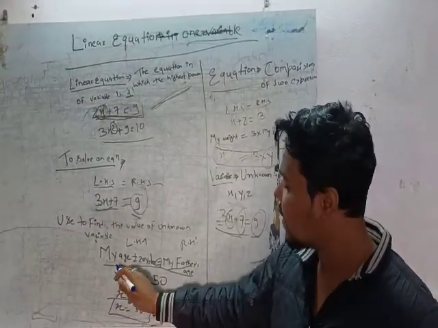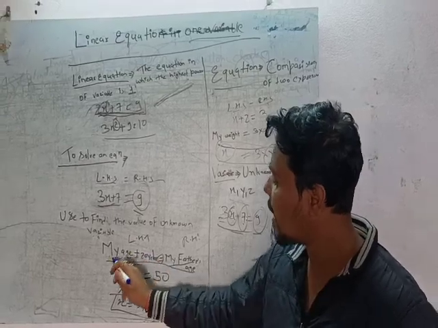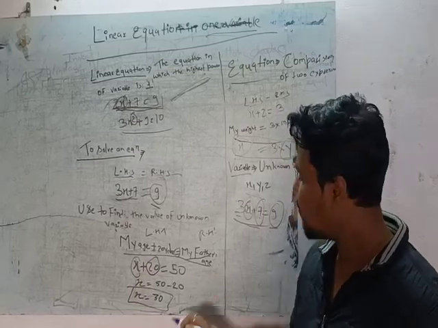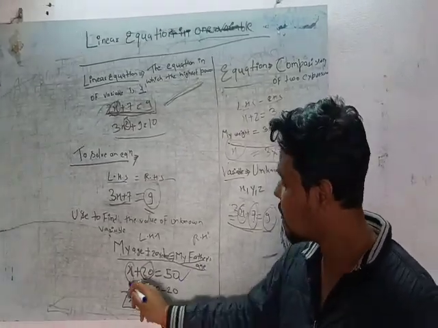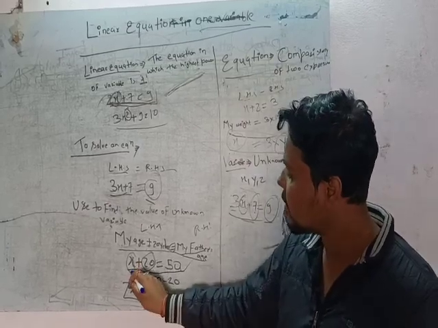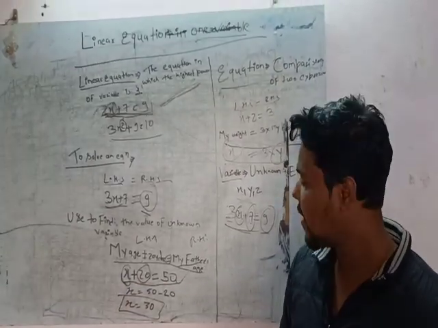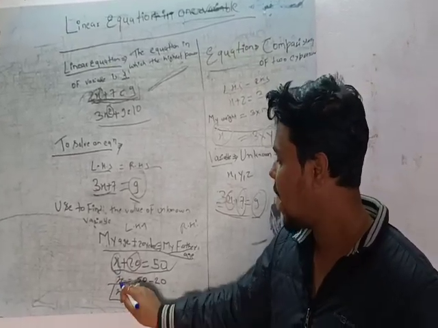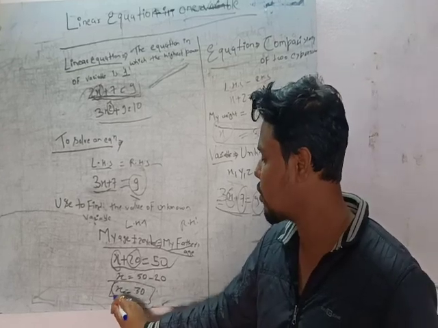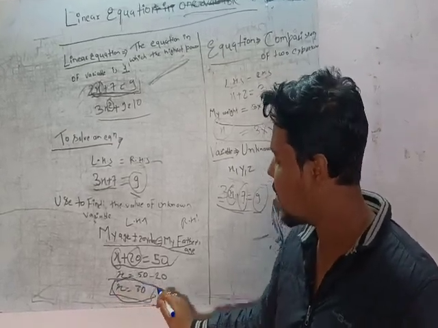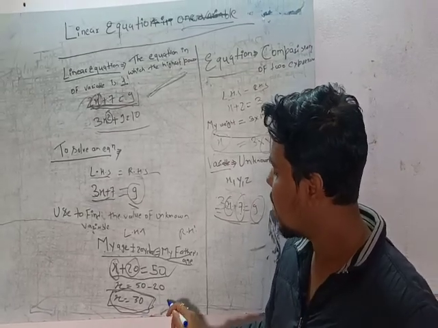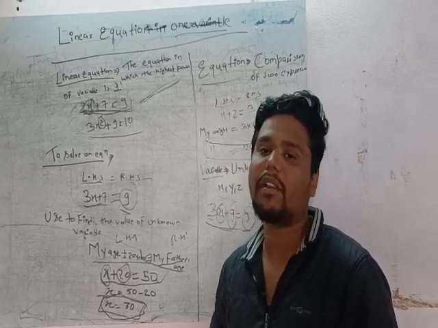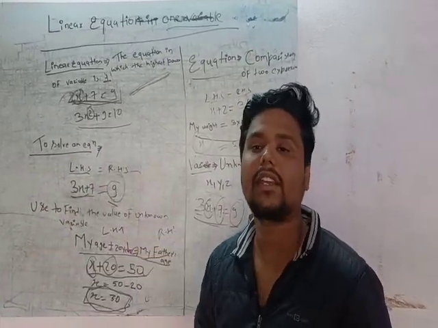If we have to write it as an algebraic equation, my age is x, which we do not know, and I am 20 years younger, and we know the father's age is 50 years. So x plus 20 equals 50. This is how we write it in the form of an algebraic equation. By solving this equation, we get x equals 50 minus 20, so x equals 30. So my age is 30 years. This is how we use this concept. There are numerous examples where we use this concept. This concept is very useful.